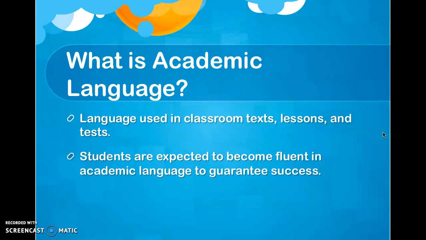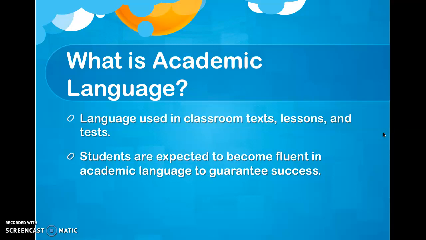This language is specifically geared towards what you need in order to understand the readings that you have in class, and also to properly respond to a test, understanding the verbiage that's used in the questions and then responding with an adequate answer that utilizes this type of language. And of course, the lessons: understanding what the lesson is trying to teach you and being able to meet the expectations of it.